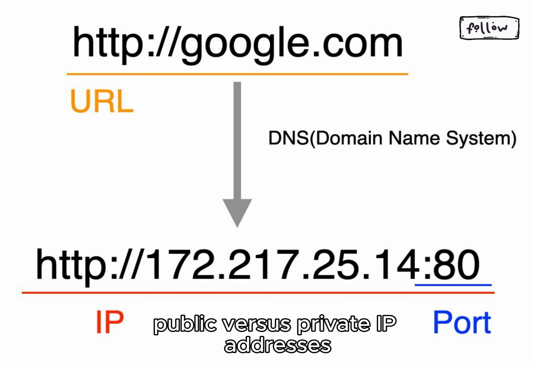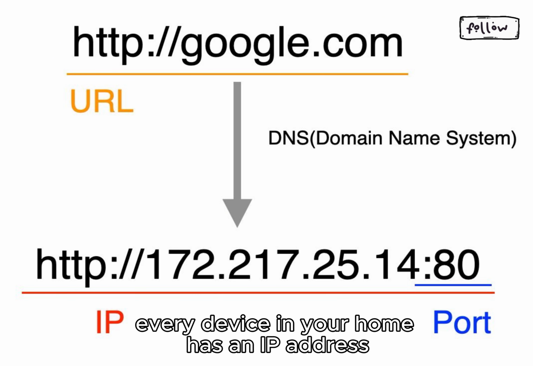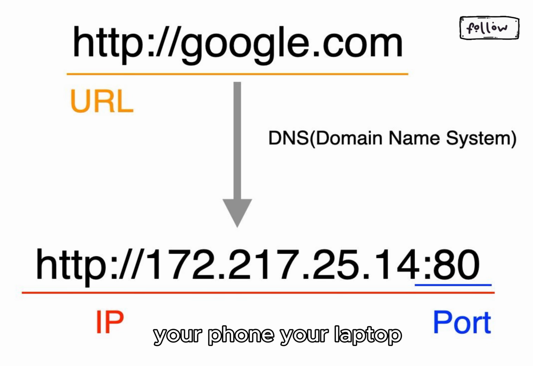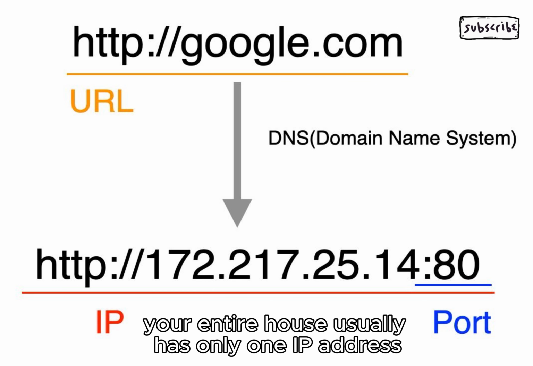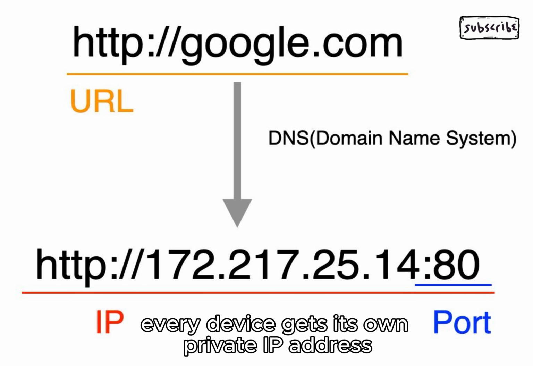Public versus private IP addresses. Simple explanation. Every device in your home has an IP address. Your phone, your laptop, your TV. But strangely, your entire house usually has only one IP address on the internet. How is that possible? Inside your home network, every device gets its own private IP address.